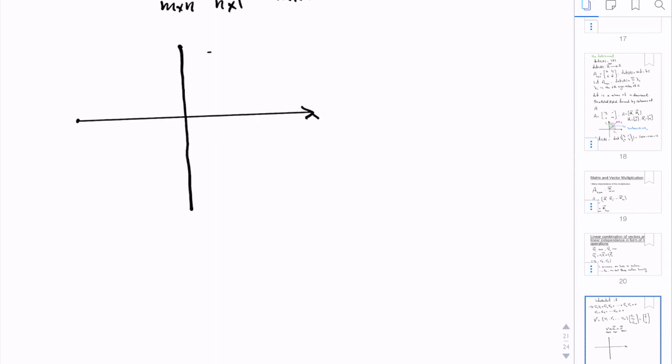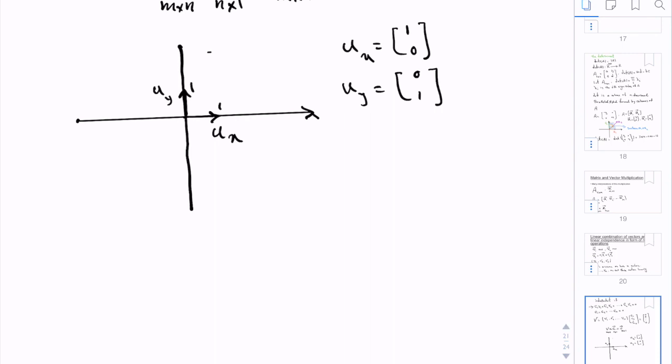In the Cartesian plane, there are two vectors which are linearly independent. So these two vectors are, call them here, u of x and u of y. So u of x is 1 and 0, and u of y is 0 and 1. So any other vector in this space can be expressed in terms of these two linearly independent vectors.